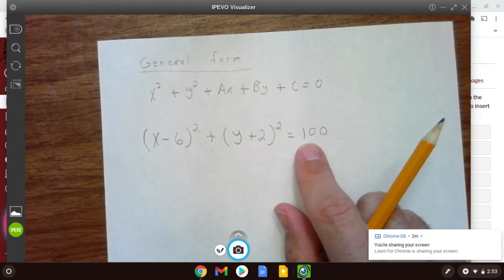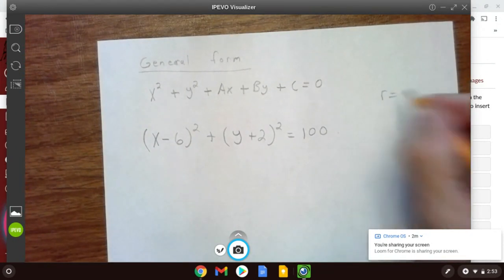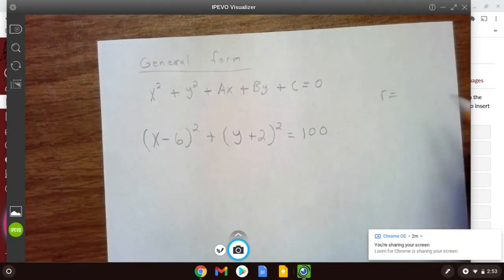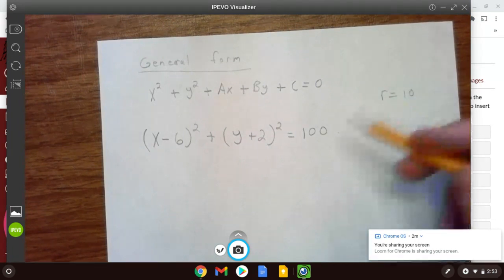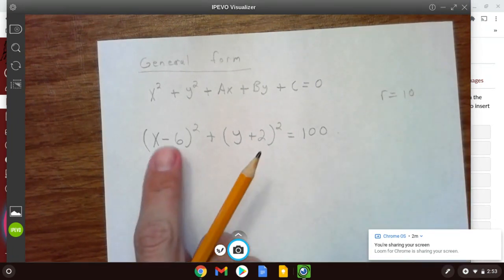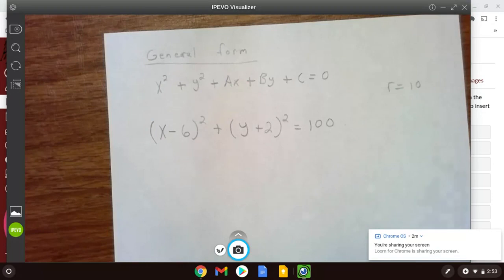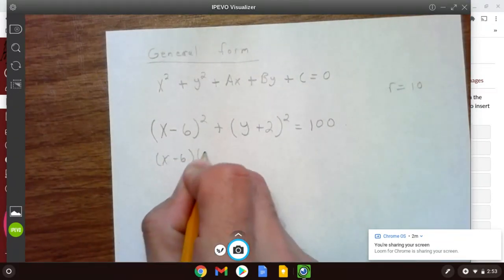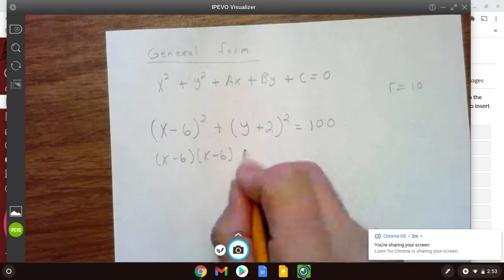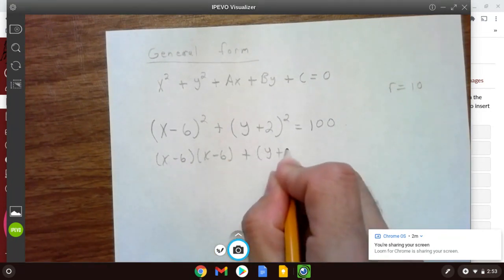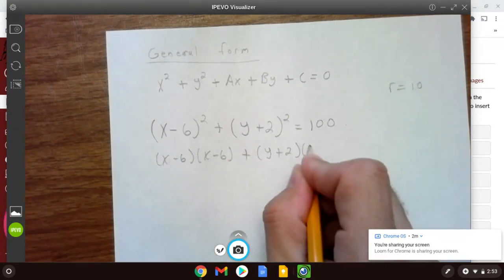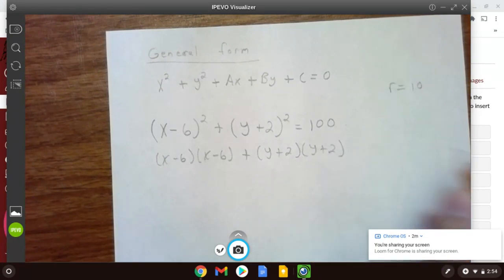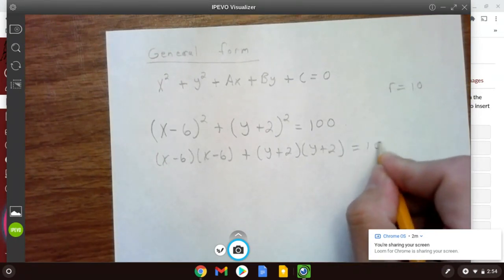First off, just want to point out the radius. If they were asking for the radius of this, it would be 10. And the center would be 6, negative 2. Here we go. Let's get started. So we're going to do x minus 6 times x minus 6 plus y plus 2 times y plus 2 equals 100 for right now. We'll leave that.